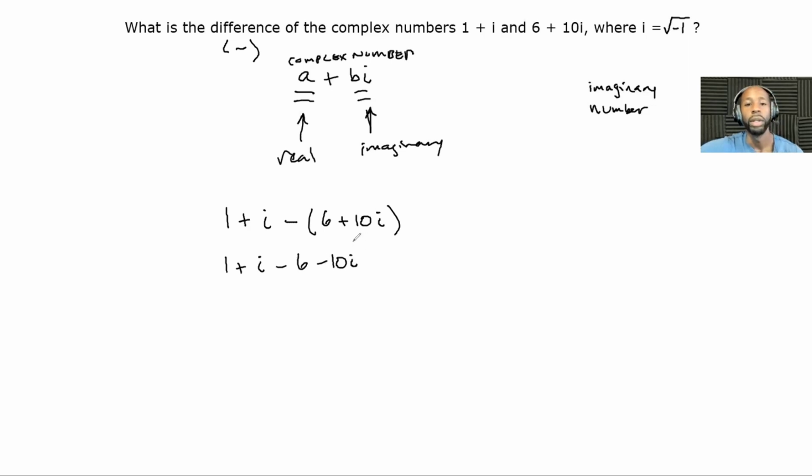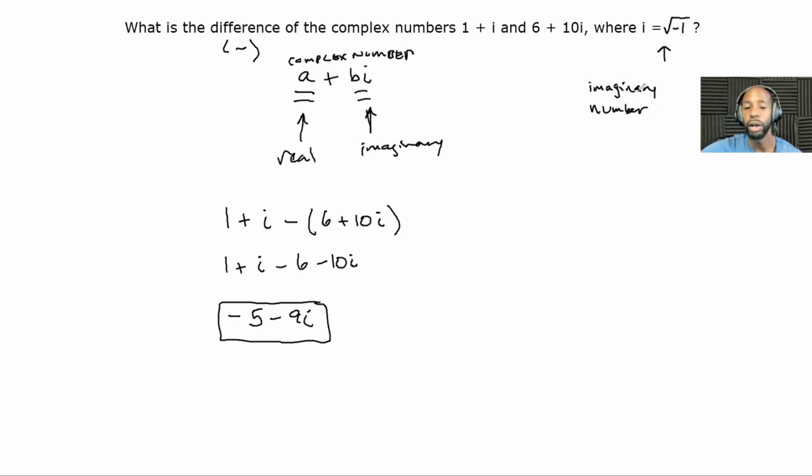Okay. Now let's do the combo. So the real part is 1 minus 6, which is going to be -5. And then i minus 10i. Remember, i by itself is 1 times i. This is 10 times i, or -10 times i. So 1i minus 10i is going to be -9i, and that is your final answer. -5 minus 9i.